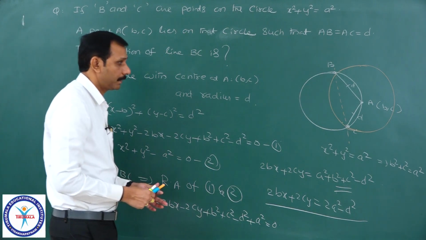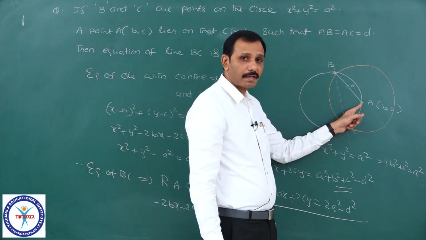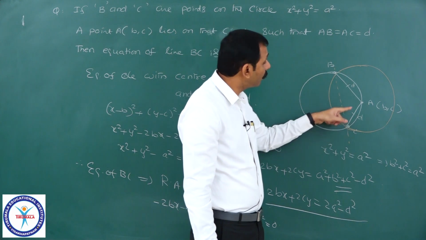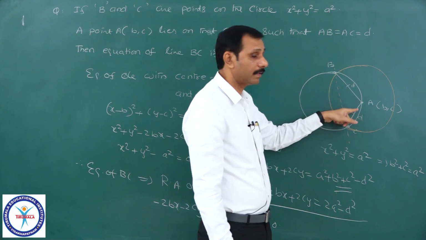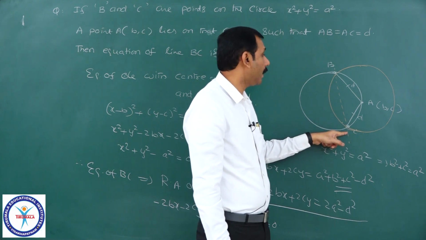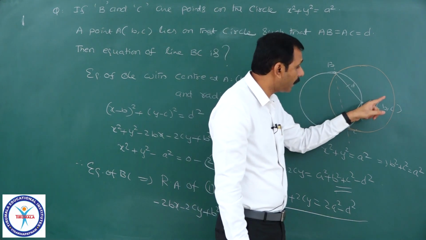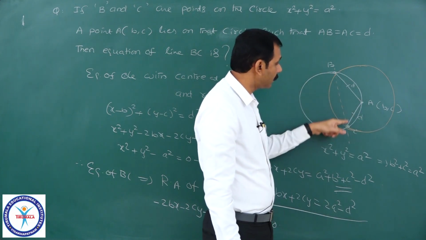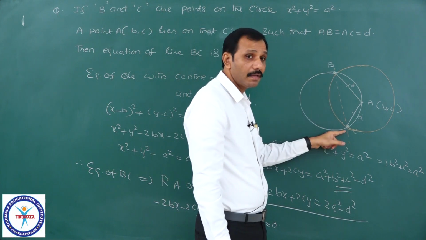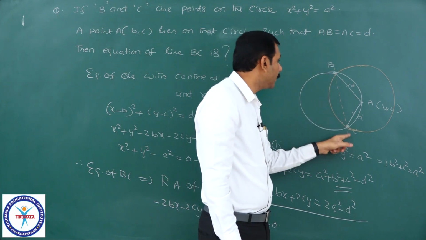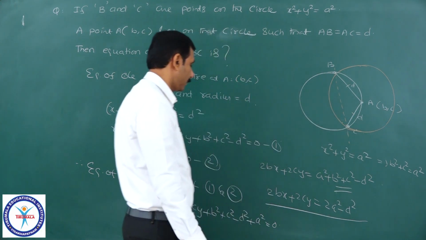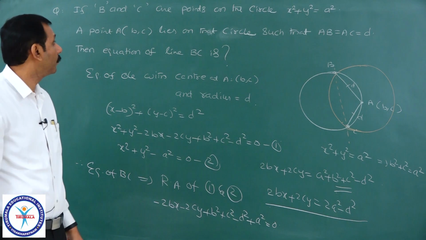Very important concept. A point is given on the circle and two more points on the same circle, but of course at a distance of d from this point. Now they are asking for the line joining those two points. Therefore, what I did was take a circle with this point as center and this distance as radius. That circle will intersect this circle at B and C. Now the equation of BC is nothing but the common chord of these two circles, which is the radical axis of these two circles. We will move to the next problem.